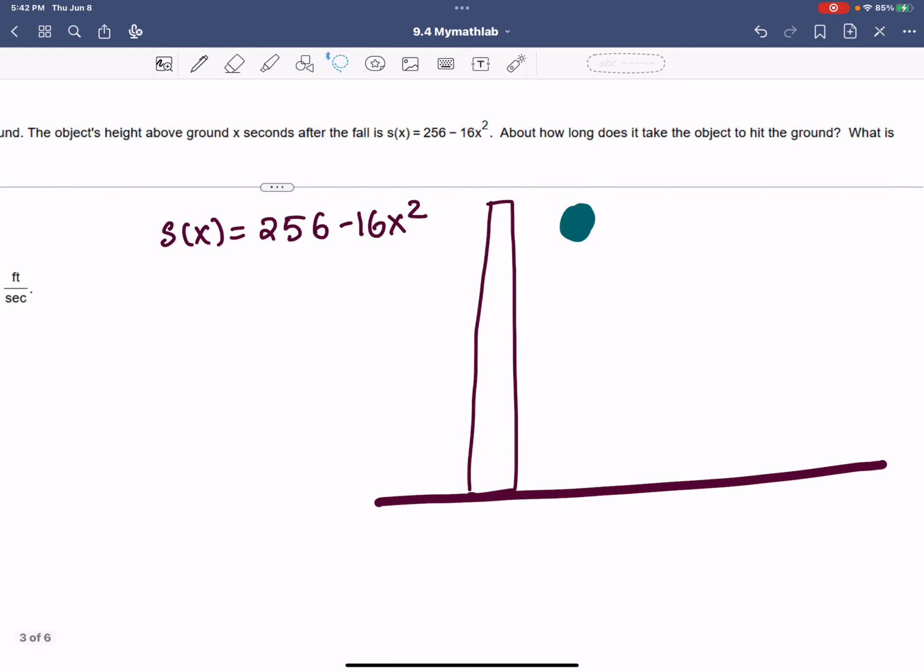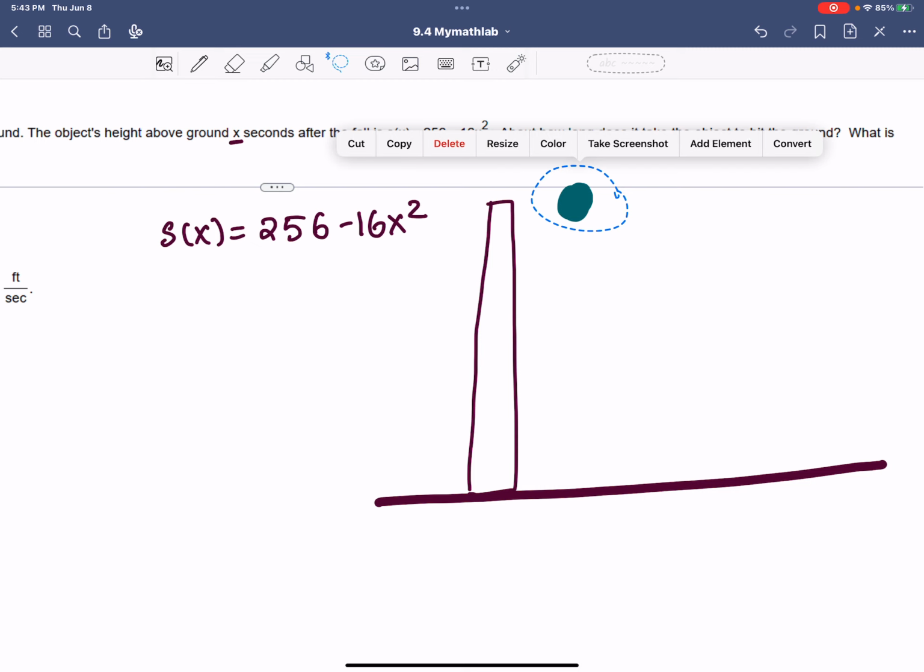And they're asking about how long. When they say how long, they're asking you for the time. And here, it clearly says x seconds. So this is when it's 0 seconds, when the object is on the tower. After 1 second, the object goes here, 2 seconds, 3 seconds, 4, 5, 6, 7, 8 seconds. I don't know how long it's going to take. If it's a feather, it's going to take forever. If it's a rock, it's going to be faster, right? Because gravitation plays a role. So that's exactly what this s of x is doing. It's giving you the distance after x seconds.